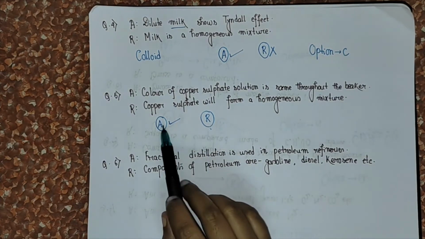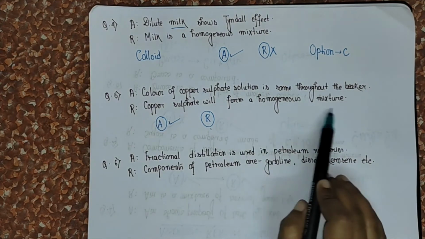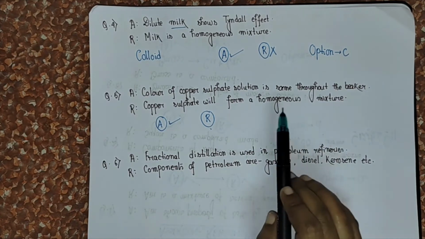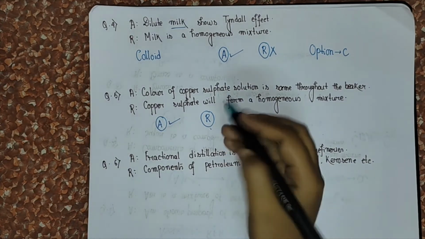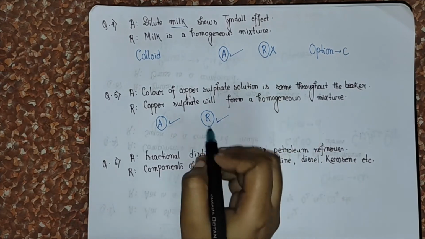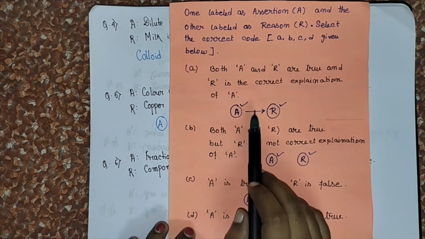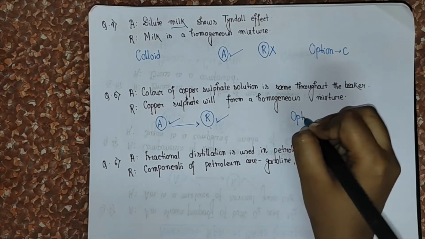Because copper sulfate crystals are soluble in water, they will form a homogeneous mixture. That means the properties in terms of color, in terms of smell, whatever they are, will remain intact throughout the solution. So the reason is also correct, and the reason is the proper explanation of the assertion. So which option will we choose? We will choose option number A here. So option A.